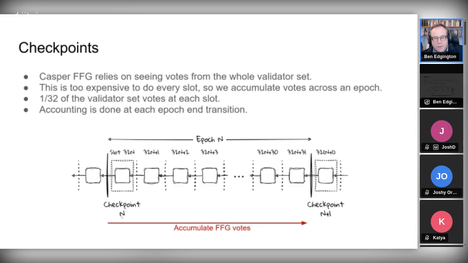So what we do is we accumulate votes across an epoch. So we have 32 slots, and we do 3 1/8% each slot. And then by the end of the epoch, we've got all the votes for that epoch because every validator has voted once. And then we do the accounting for Casper FFG at the epoch transition. So this is this solid line on the right, at the beginning of the transition to the next epoch. We add up all the votes and we figure out have we got justified and finalized checkpoints.